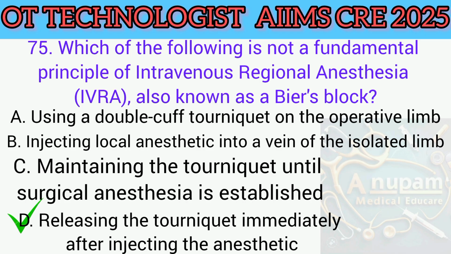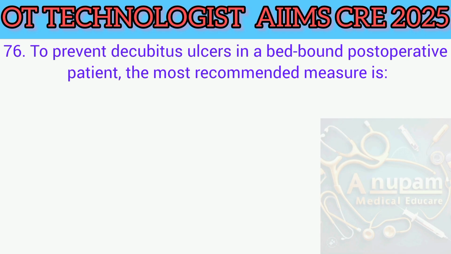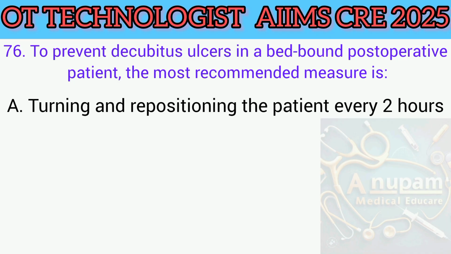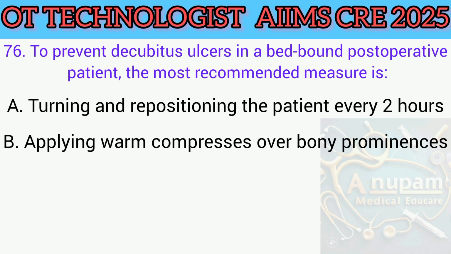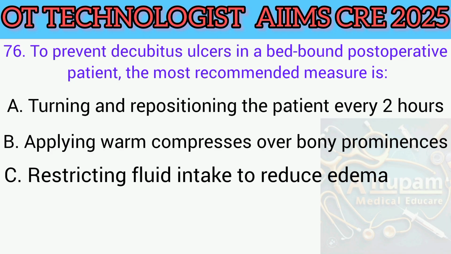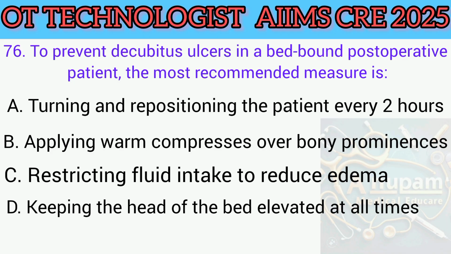Right option, D. Number 76. To prevent decubitus ulcers in a bed-bound postoperative patient, the most recommended measure is: Option A. Turning and repositioning the patient every 2 hours. B. Applying warm compressors over bony prominences. C. Restricting fluid intake to reduce edema. D. Keeping the head of the bed elevated at all times.